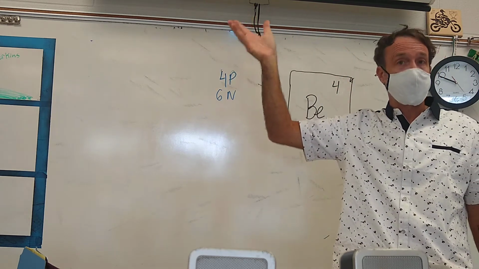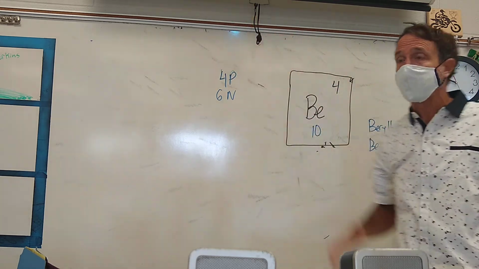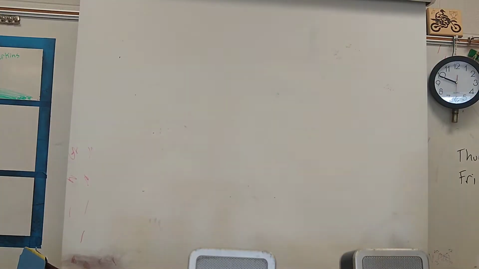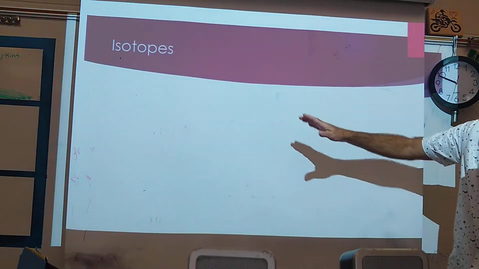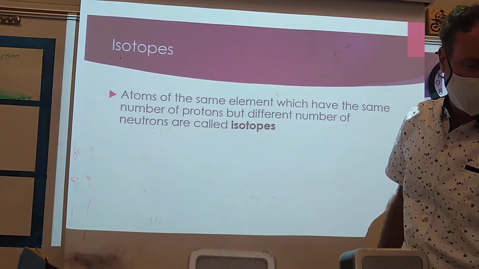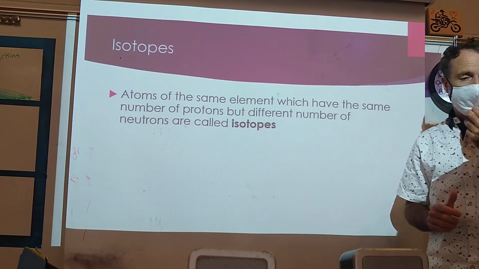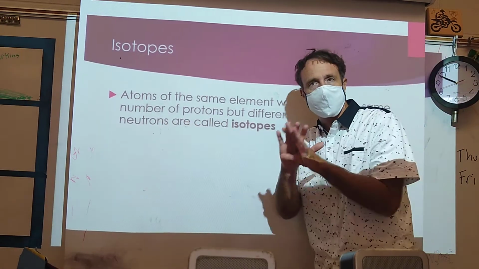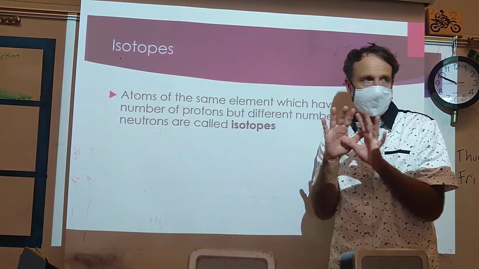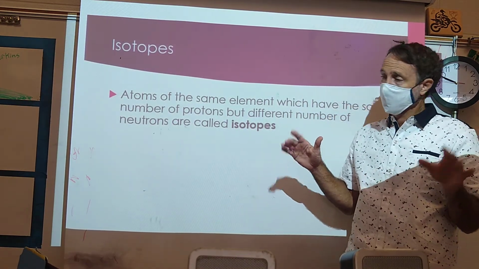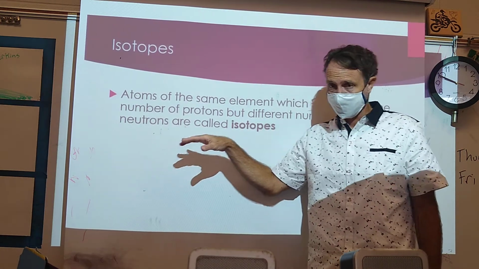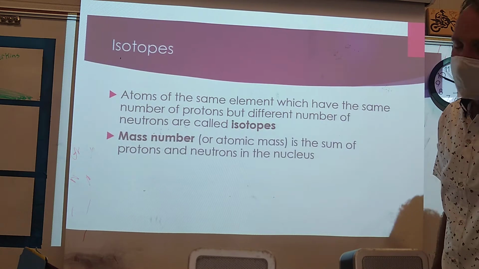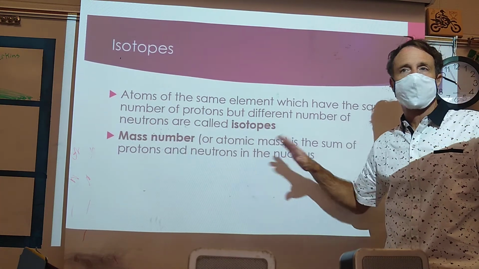The one that you see on the table is the most commonly occurring isotope. All right? So isotopes are atoms that have different numbers of neutrons. It's the same atom, but has different numbers of neutrons. Those are called isotopes, okay? The mass number is different, that's all.